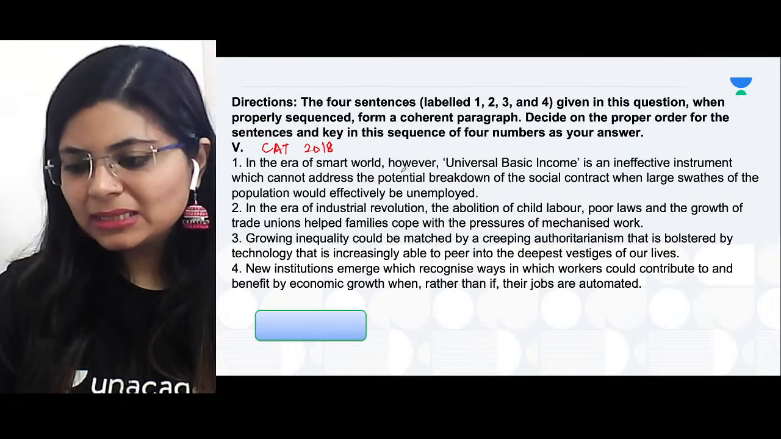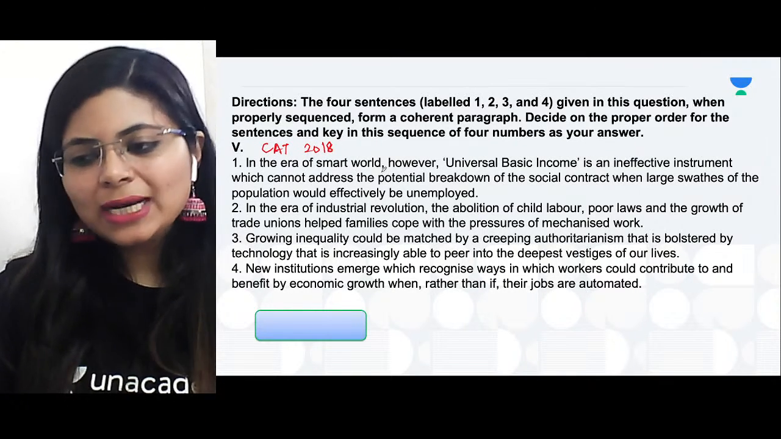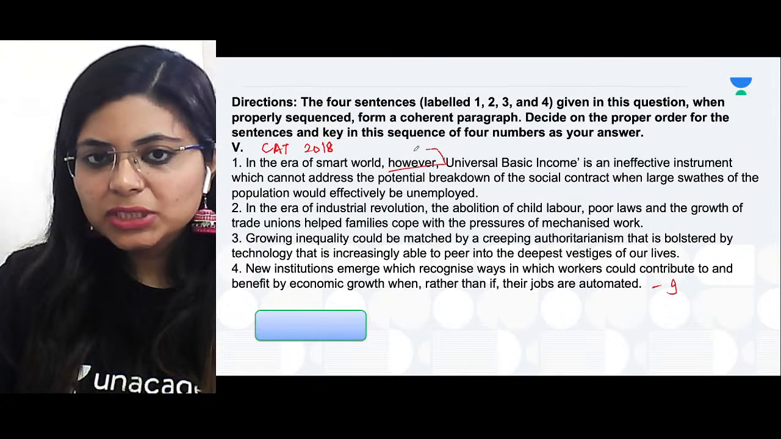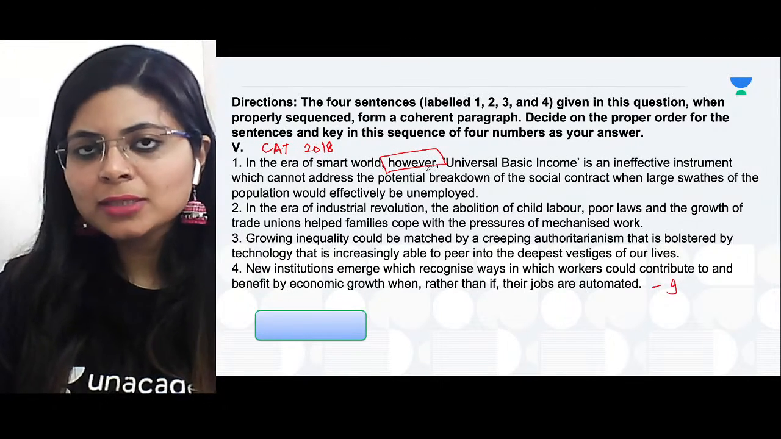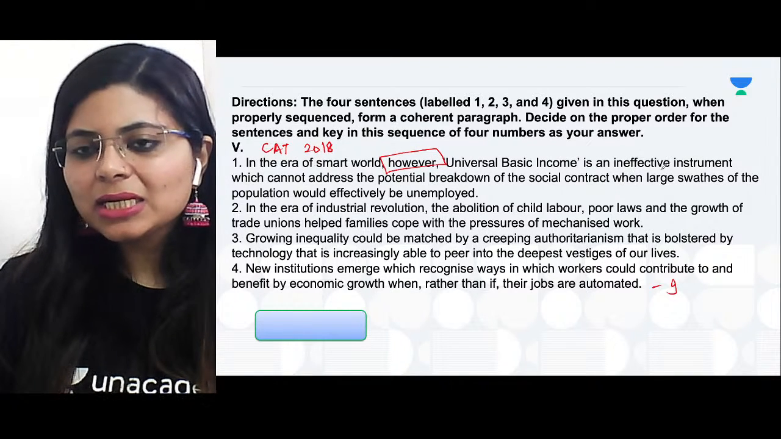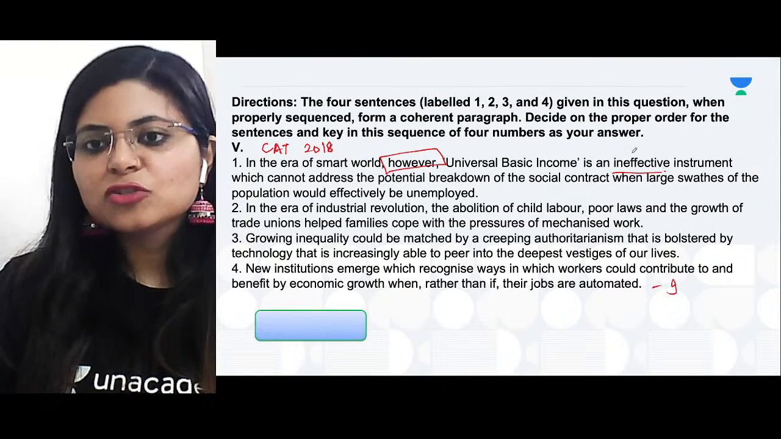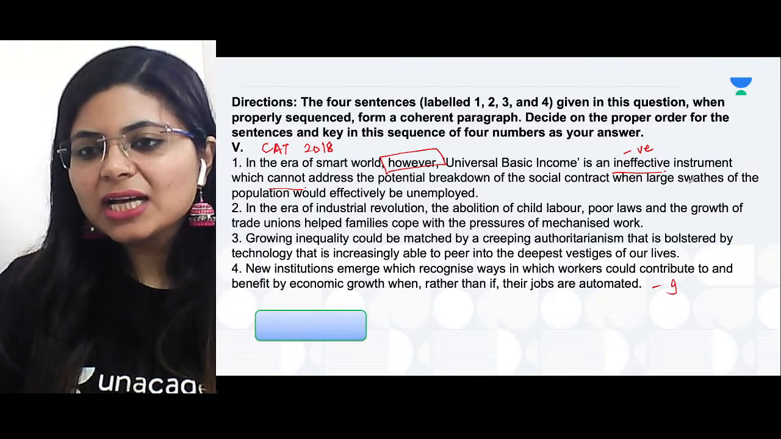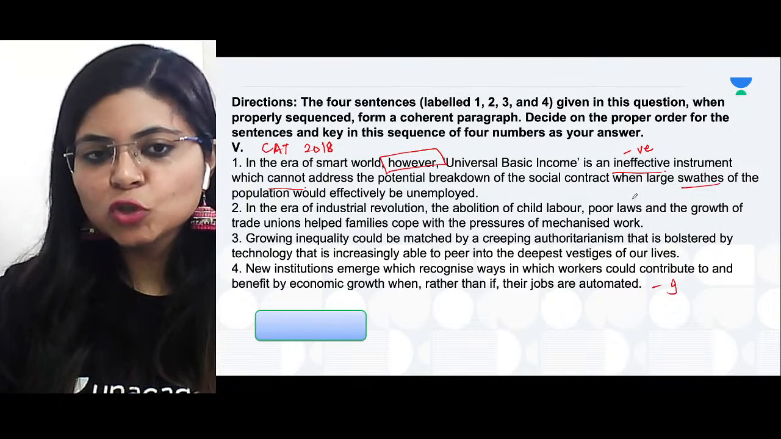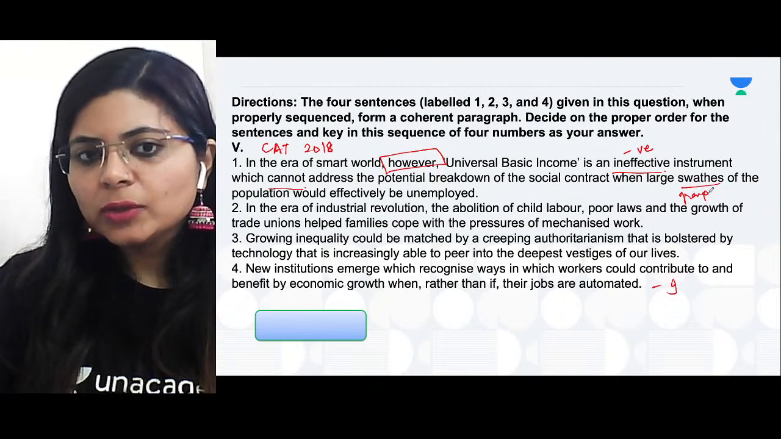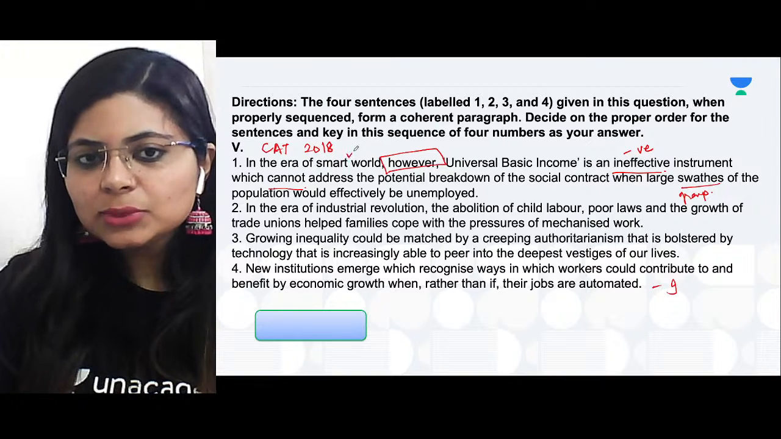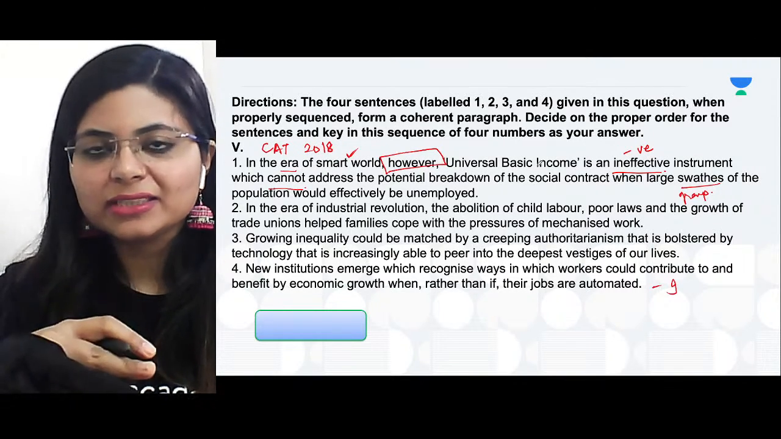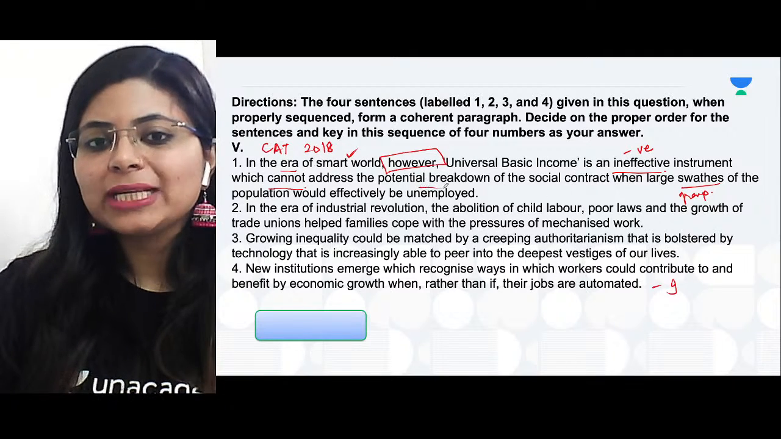In the era of smart world, I'll explain this a little in detail. You guys are correct with your intros, absolutely. However is the transition word here. मतलब contrast दिखाना है. There is some contrast because however is written. Universal basic income is an ineffective instrument, negative, which cannot address the potential breakdown of the social contract when large swathes, like large groups of the population, would effectively be unemployed. Smart world के era में, in the times of smartness, universal basic income is not working. It's not effective. And it does not address the problem of potential breakdown.